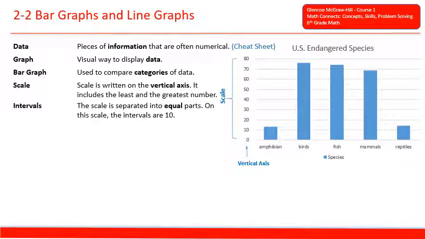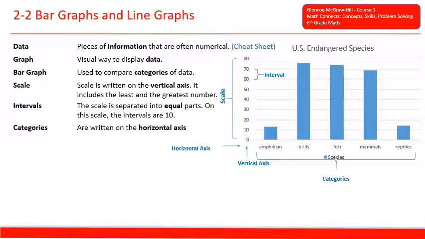Intervals. The scale is separated into equal parts. On this scale, the intervals are 10. So you look at between 60 and 70, that's an interval of 10. And then categories are written on the horizontal axis. That's the horizontal axis. And those are the categories: amphibian, birds, fish, mammals. The frequency, number of times an item occurs. So the frequency of endangered birds is 76.